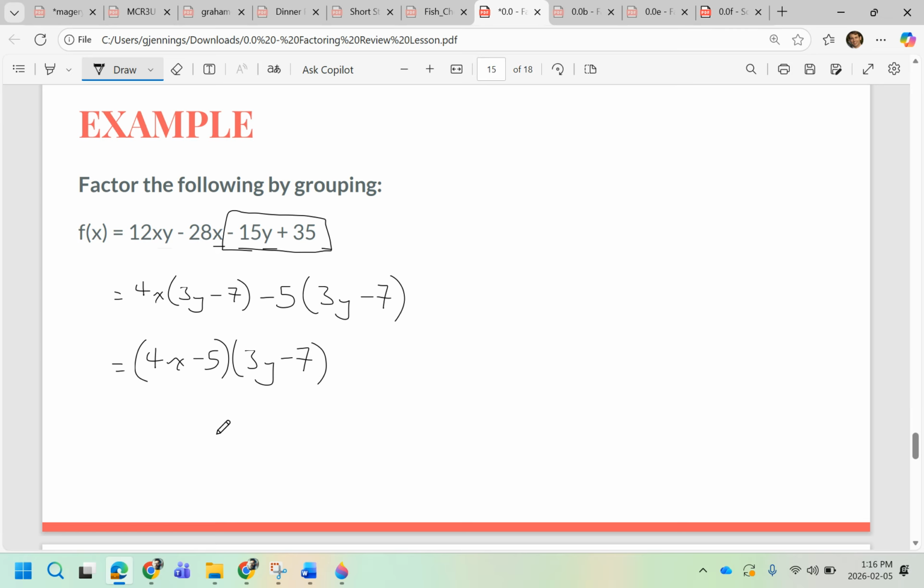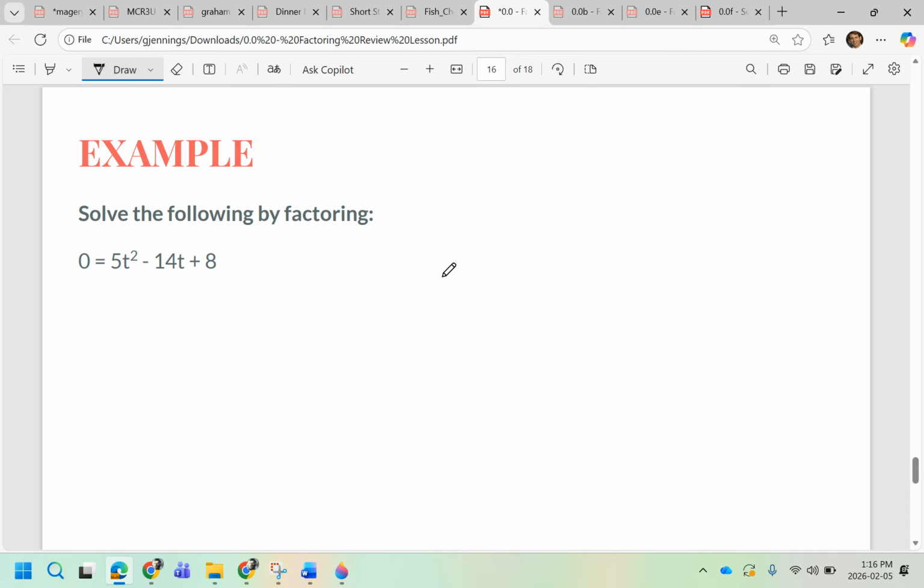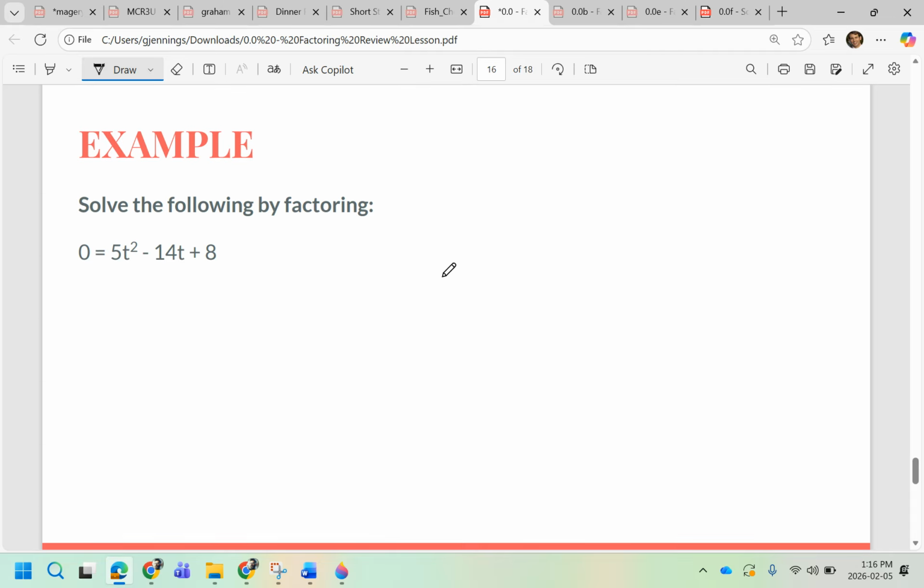Okay. And because this is not a trinomial, it's a 4-term polynomial. There are 4 terms here. Cubics will oftentimes have 4 terms, so they will factor in a similar way to what we just saw. And let's keep going. Here we have another one.